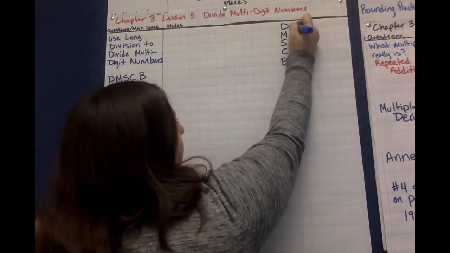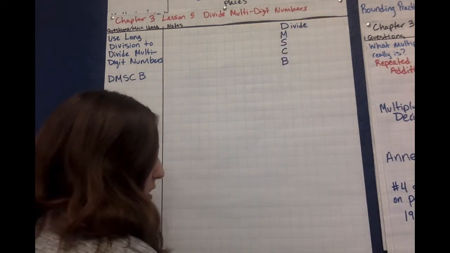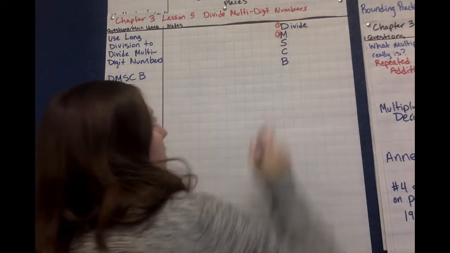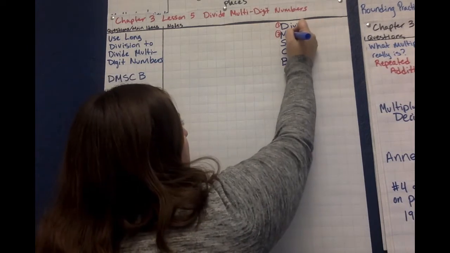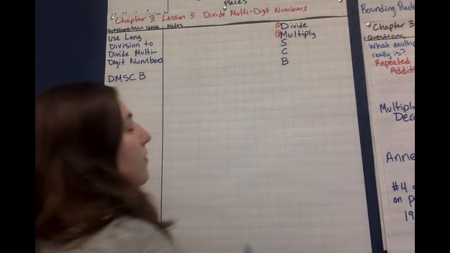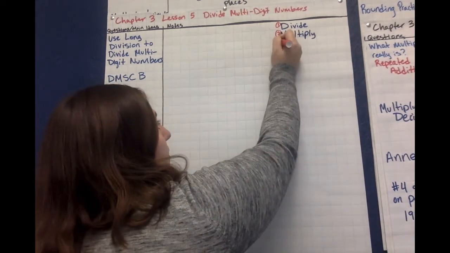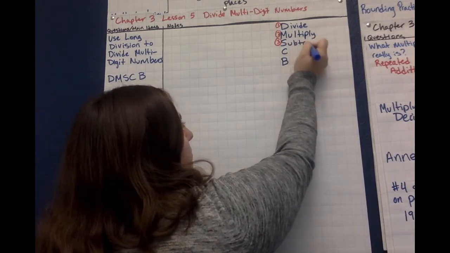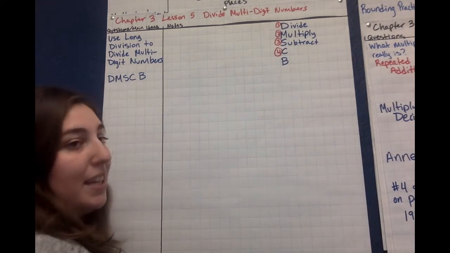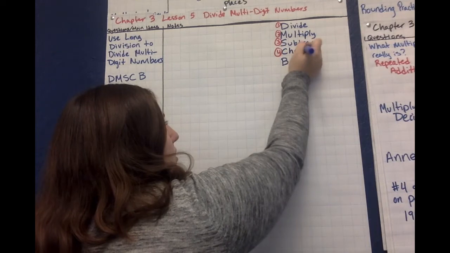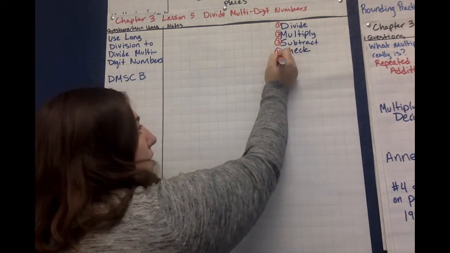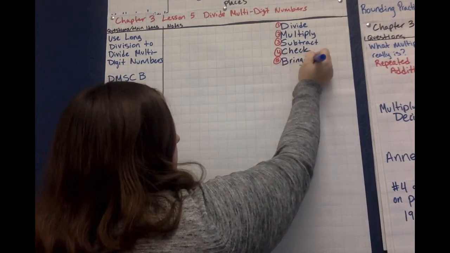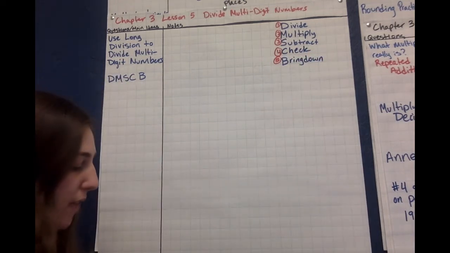Okay, so D stands for divide. That's our first step. M stands for multiply, and that's our second step. The S stands for subtract, and that's our third step. C stands for check, and that's our fourth step. And then B is our fifth step, and B stands for bring down. Okay, so make sure you wrote that on there to have as a reference.